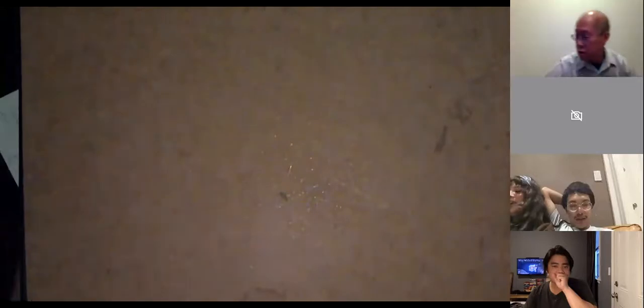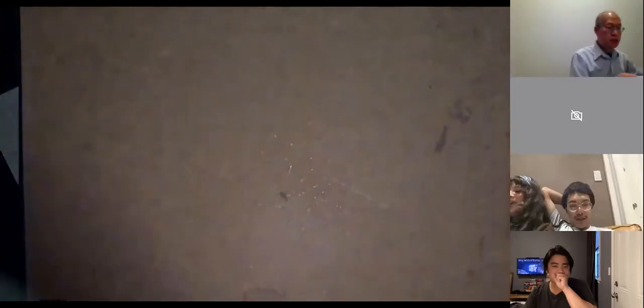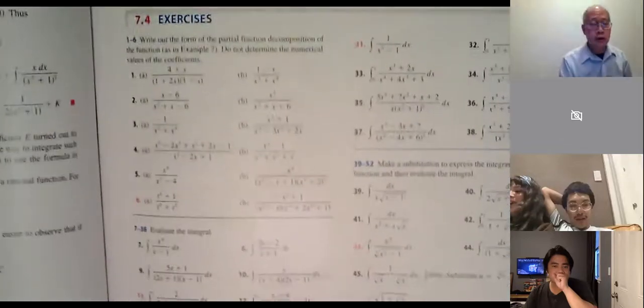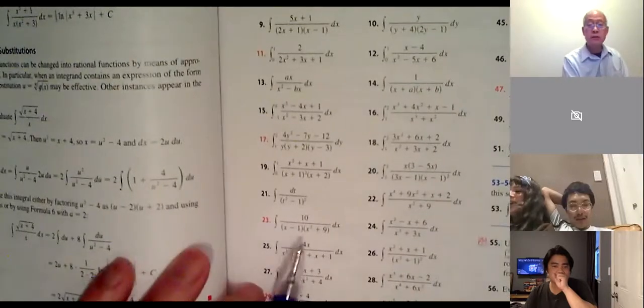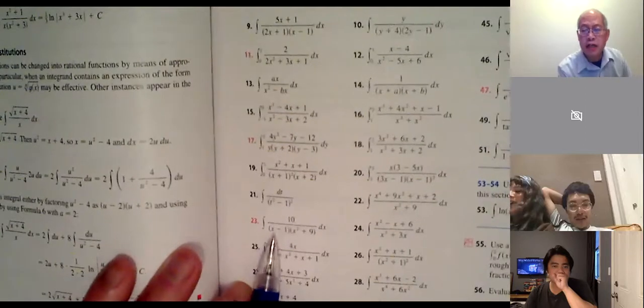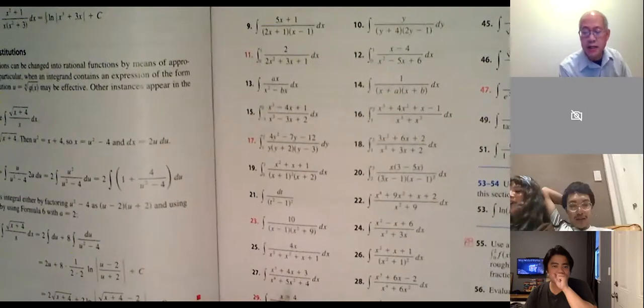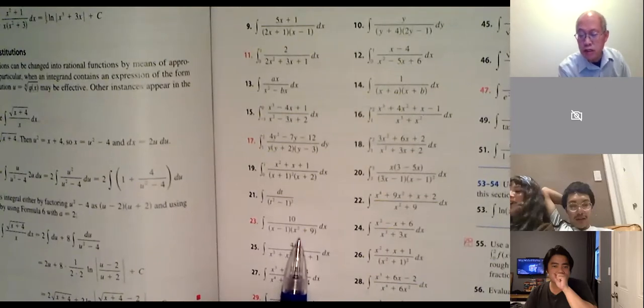Right, so problem 23, and then I was basically done with the section. By the way, we may finish early today. If that's the case, then I'll stop and let you ask a bunch of questions if you wish. 10 over x minus 1, x squared plus 9. Okay, x squared plus 9 is an irreducible quadratic, you might recall.